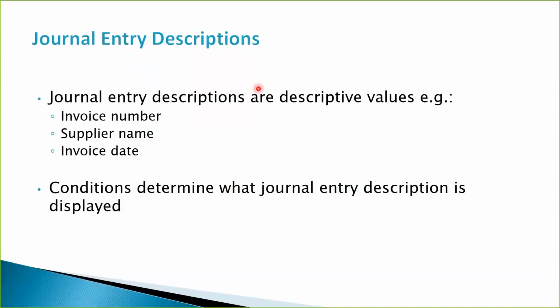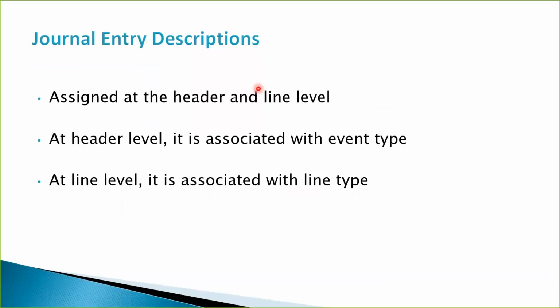So that's it for journal entry descriptions. The thing to remember is that they can be associated with the event type, which determines the description at the header level, and we can also have them at the line level, associated with the line type. Now let's go and talk about the line type and what it is.